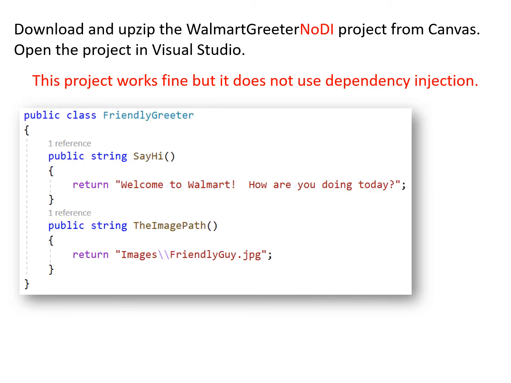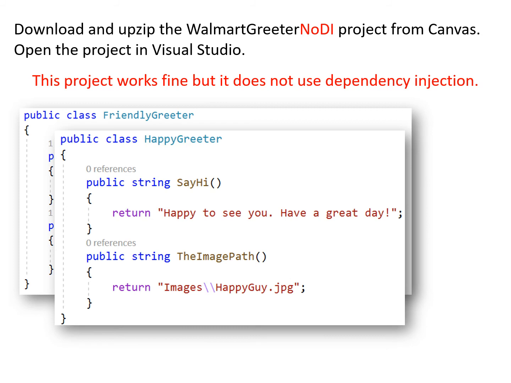First of all, I have the friendly greeter class. It's similar to what I've already shown you in previous slides, but I've also added a string that's going to point to a picture that should be used for the friendly greeter. So I have two methods. One, say hi, says what he or she is going to say, and the image path method is going to return a string, and then within our view it's going to go out and find the corresponding image. Then for the happy greeter, I have those same two methods, say hi and the image path, but say hi says something different and there's a different picture.